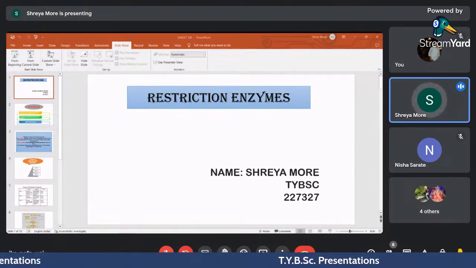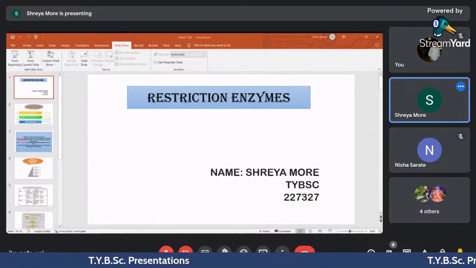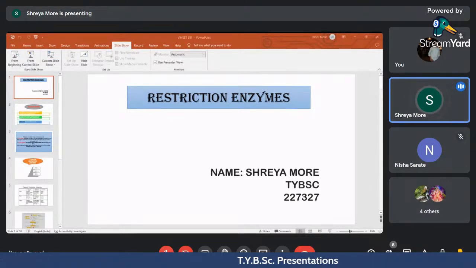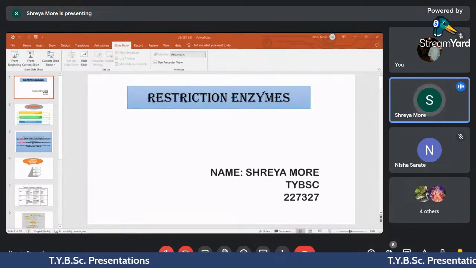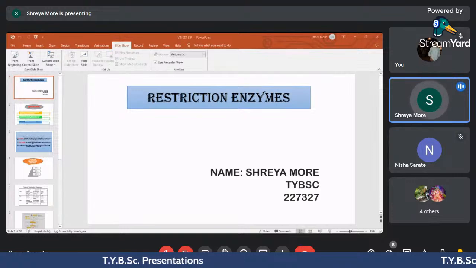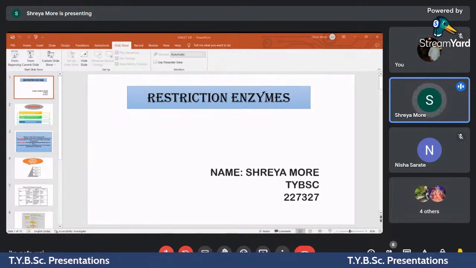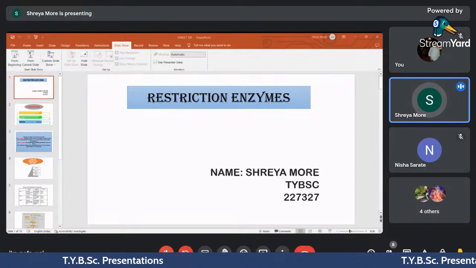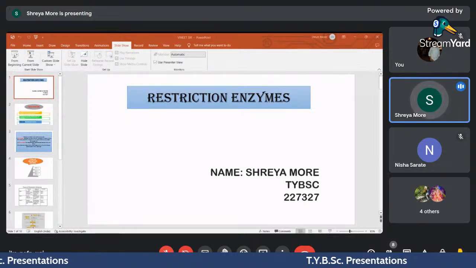So, good evening, sir. My name is Shreya More, and my topic is restriction enzymes. So, what is a restriction enzyme? A restriction enzyme is a protein isolated from bacteria that cleaves DNA sequences at sequence-specific sites, producing DNA fragments with a known sequence at each end. The restriction enzymes are also called molecular scissors as they cleave the DNA near specific recognition sequences. And restriction enzyme was discovered by Werner Arber.